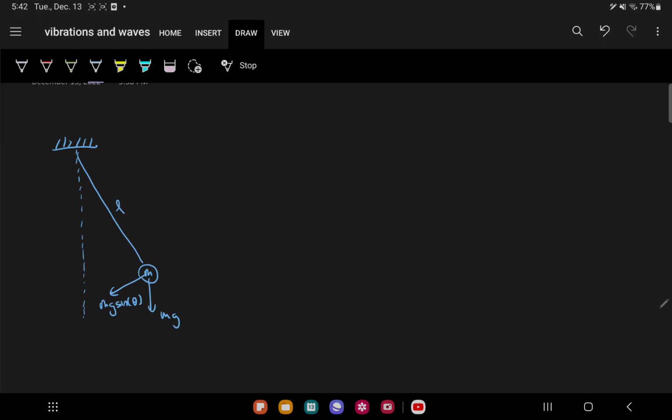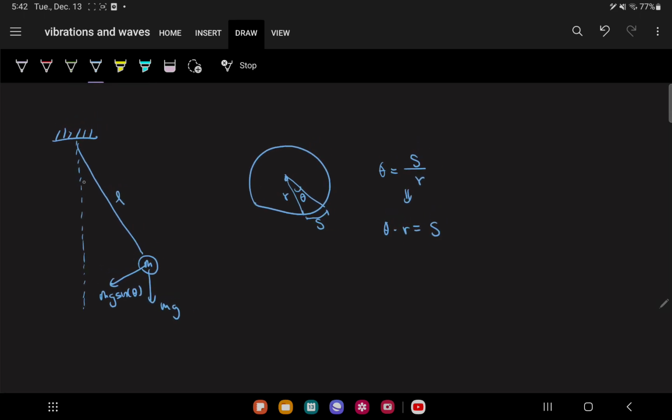First, let's say we have a circle like this, and we have some arc length, which we call S, and some radius R, and some angle theta. We know that theta is equal to S divided by R. This is just pre-calculus, right? So therefore, theta times the radius is equal to the arc. In this case, we have a circle as well.